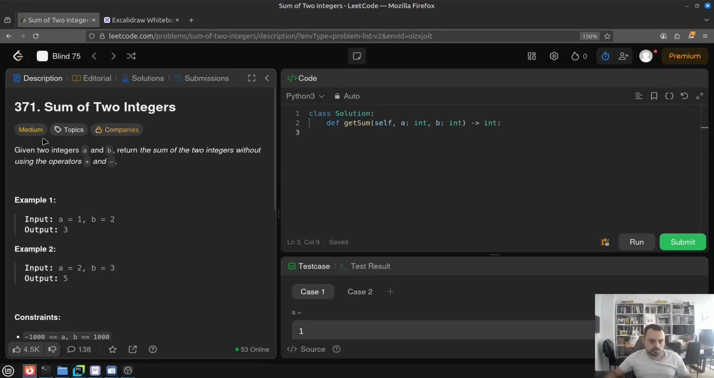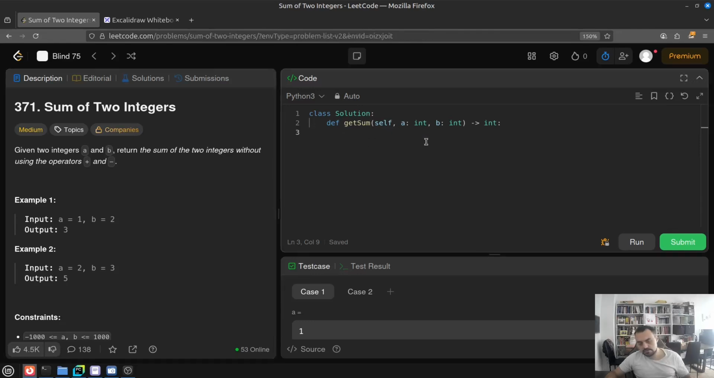I don't want to say that it's inaccurate, but it really depends on your particular case, especially for those kinds of problems which are not your traditional algorithmic style problems. So just don't get upset if you can't solve it on the first try, since it's quite unusual. And let's just read the description. Given two integers a and b, return the sum of the two integers without using the operators plus and minus.